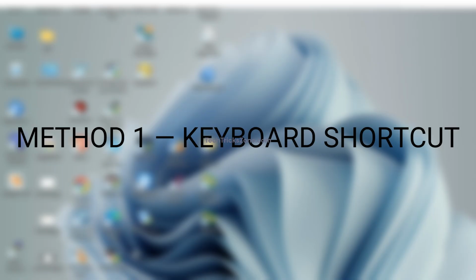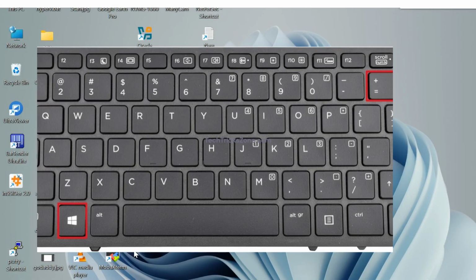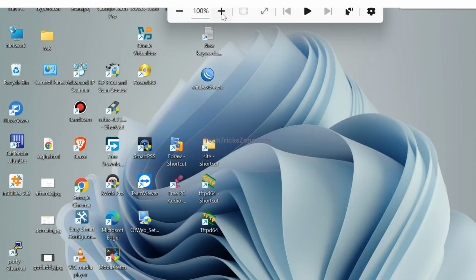Method 1. Keyboard shortcut. The fastest way to turn on magnifier is with a keyboard shortcut. Simply press the Windows key and the plus key at the same time. Magnifier will immediately open and zoom in on your screen.